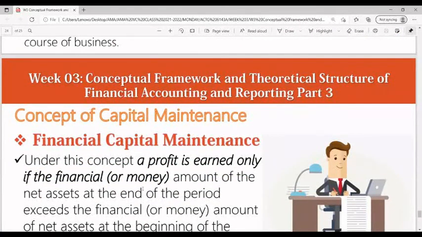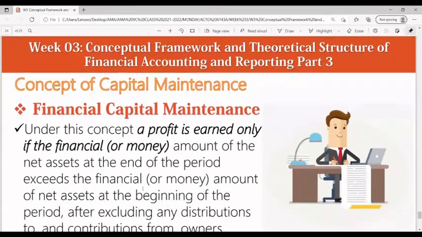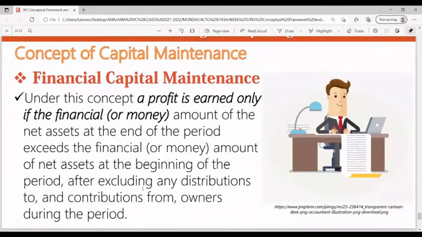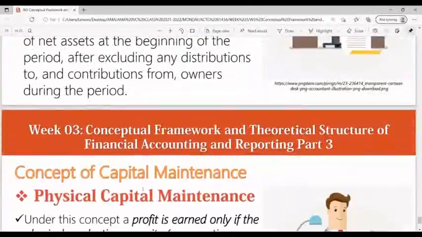While concept of capital maintenance, financial capital maintenance, under this concept, a profit is earned only if the financial or money amount of the net assets at the end of the period exceeds the financial or the money amount of net assets at the beginning of the period after excluding any distribution to and contributions from owners during the period.